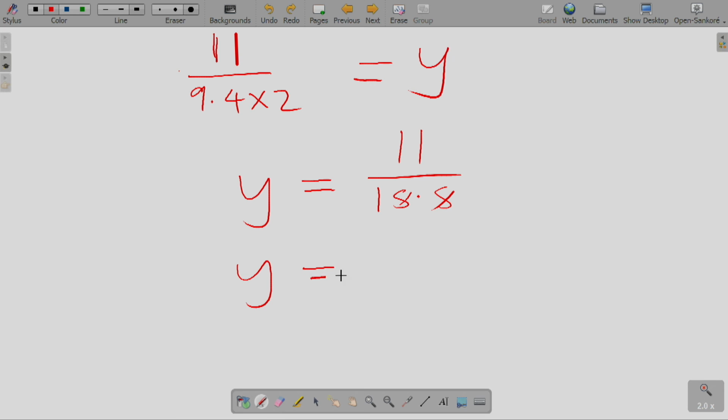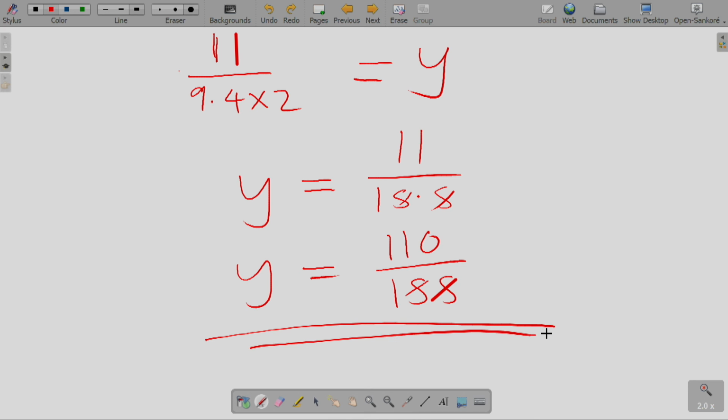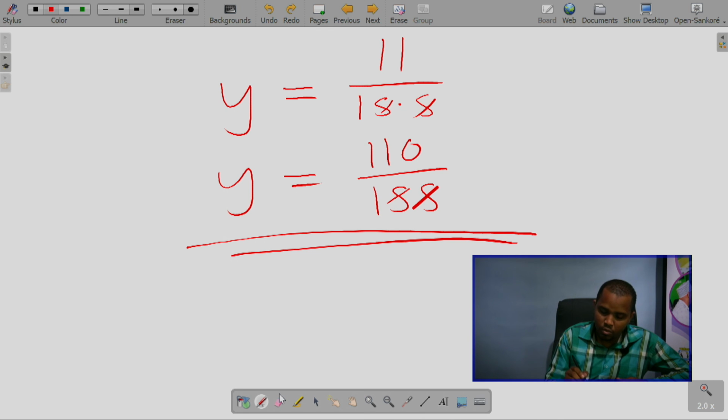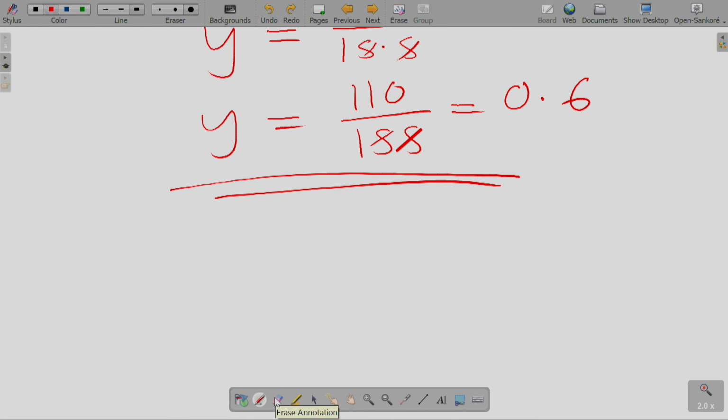So y will be equal to 110 divided by 188. This is the answer for y, which is equal to 110 over 188. So we got y equal to 110 divided by 188, which is equal to 0.6. So we have already got the unknown variable y, which is equal to 0.6.